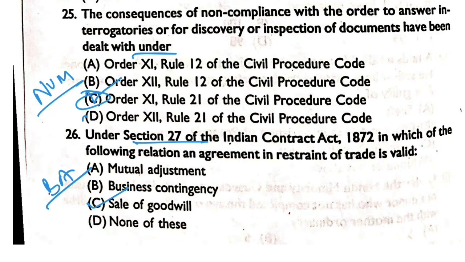Then question 25, consequence of non-compliance with the order to answer interrogatories for the discovery or inspection of documents have been dealt with. Which order? So you give order, the answer to that is C, order 11, rule 21.